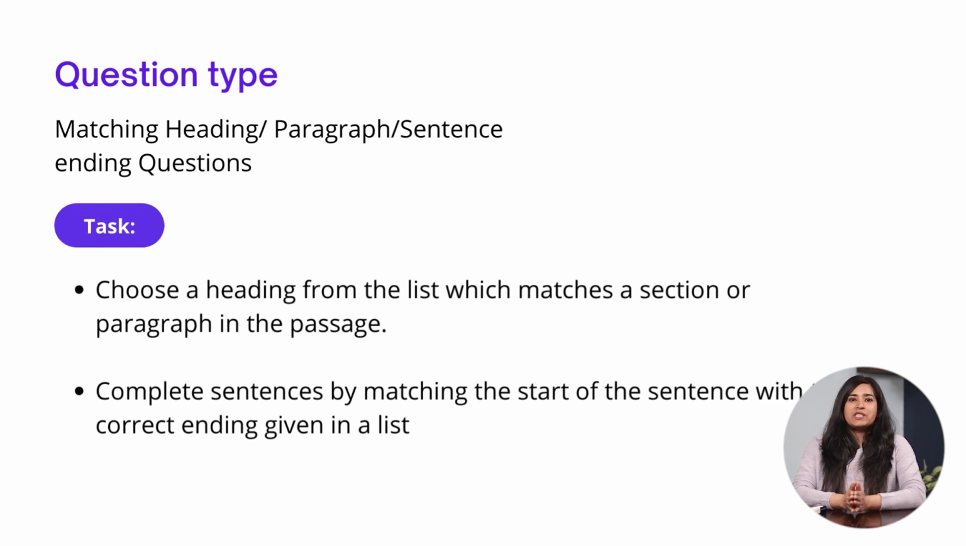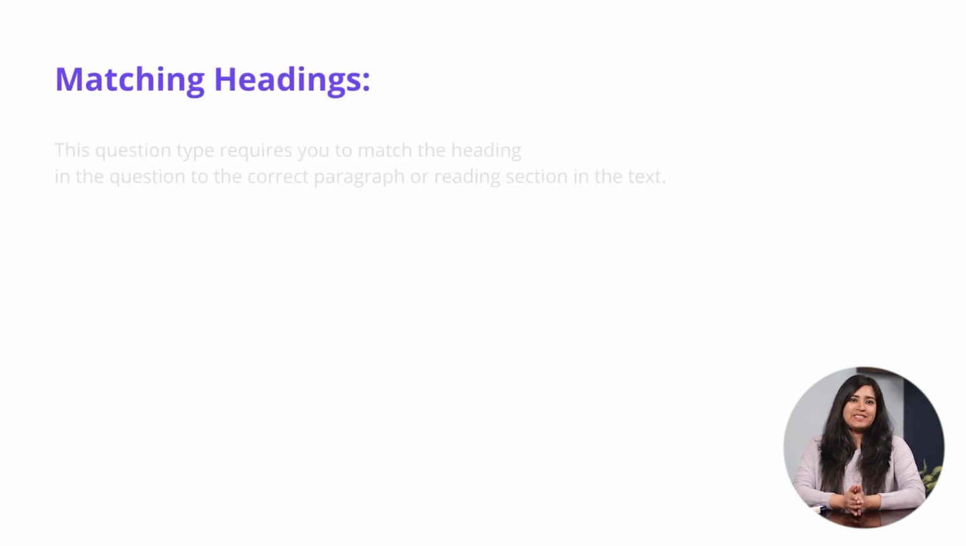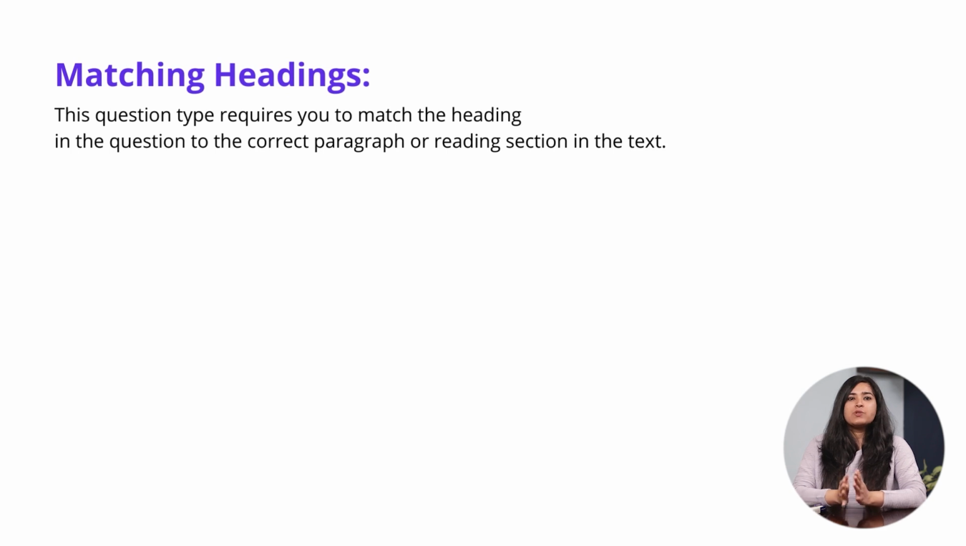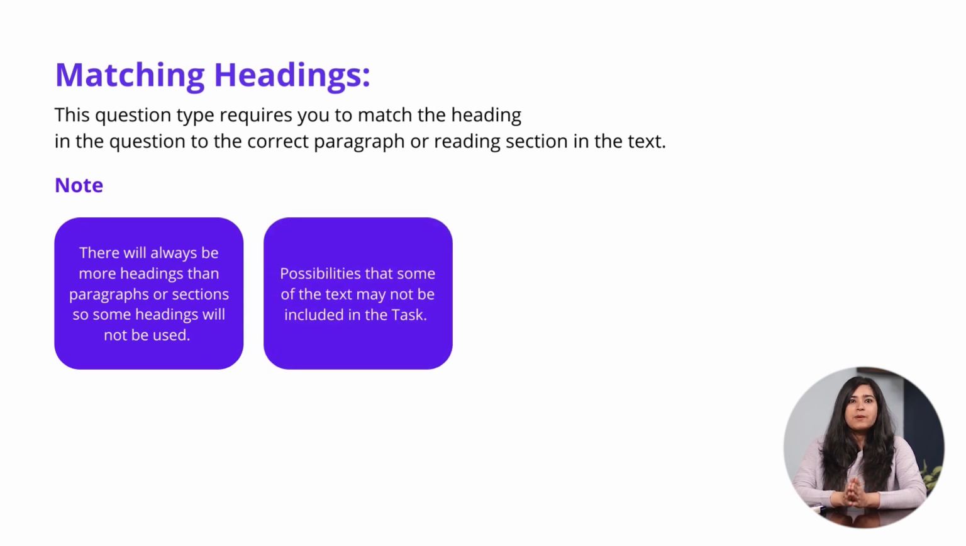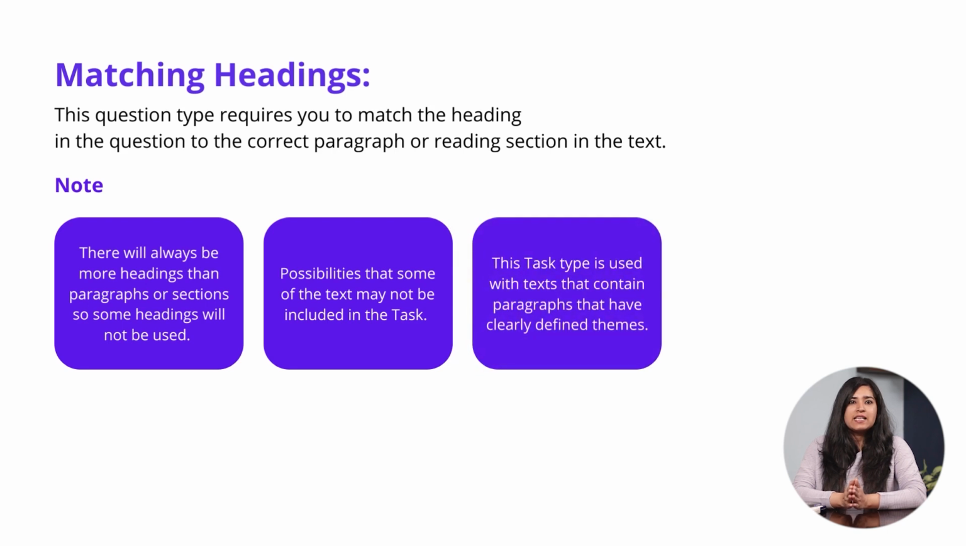Now let's look at the question type requirements in more detail. For matching headings, this question type requires you to match the heading in the question to the correct paragraph or reading section in the text. Some points to note are: there will always be more headings than paragraphs or sections, so that some headings will not be used. There are some possibilities that some of the text may not be included in the task, and this task type is used with texts that contain paragraphs that have clearly defined themes.